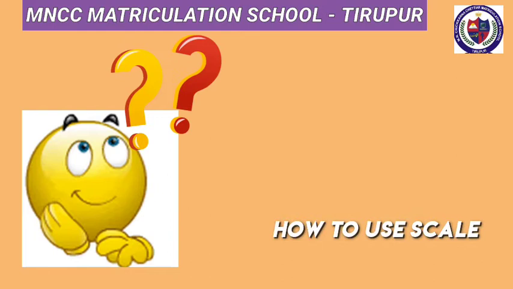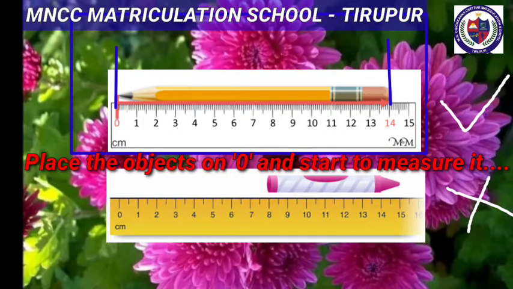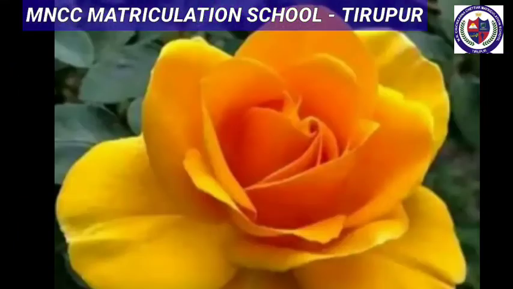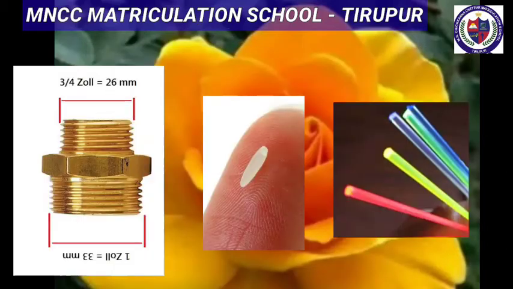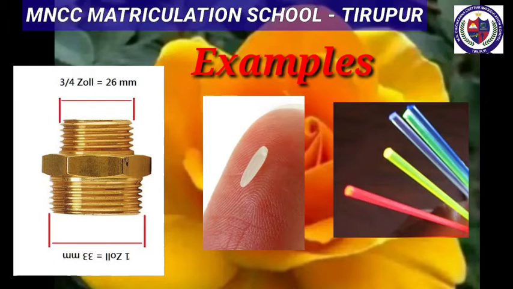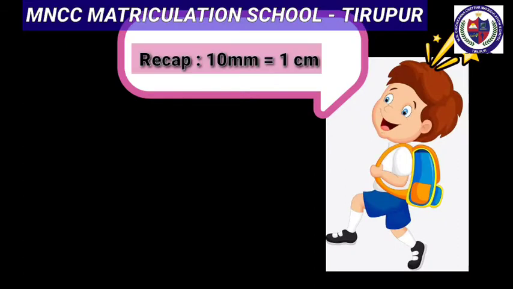Students, let us learn how to use a scale. See the given picture and place the object on the 0 place value and start to measure. This is the proper way of measuring. Let us learn about millimeter. It is a smaller unit of length. See the given picture. Pencil tip, crayon tip, rice, electric wires, and screw are measured in millimeter length. Recap: 10 millimeter equal to how many centimeter? Yes, it is 1 centimeter.